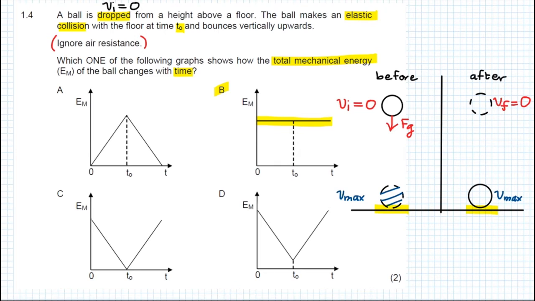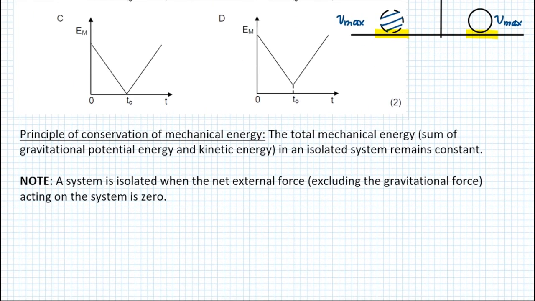Now, what is mechanical energy, grade 12s? Mechanical energy is the sum of the potential energy and kinetic energy of an object. And whenever you see the words mechanical energy, you should remember the principle of conservation of mechanical energy, which says that in an isolated system, the total mechanical energy remains constant. And we say that an isolated system is one where the net external force, excluding the gravitational force, is 0.